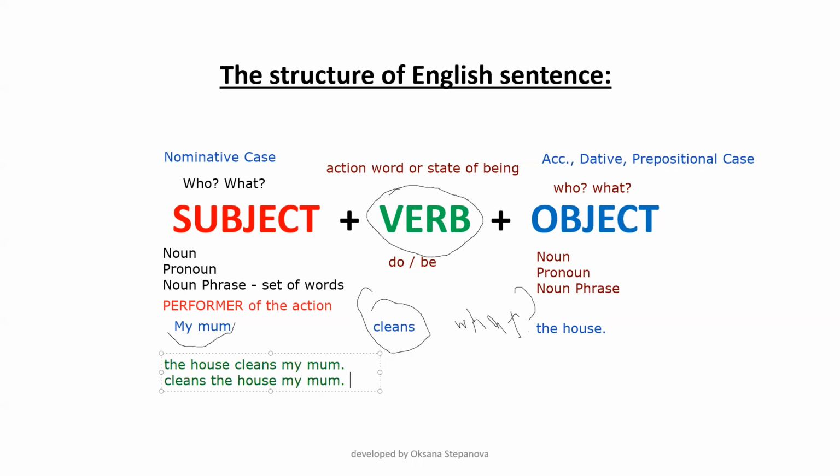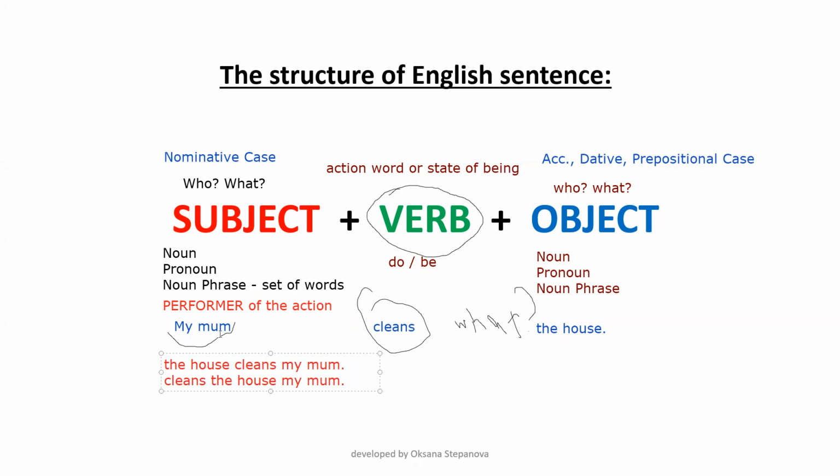This set of words doesn't make any sense for a native speaker of the English language. That is why we cannot replace subject with verb and with object, and cannot use these grammar parts interchangeably. So we need to be very, very precise.